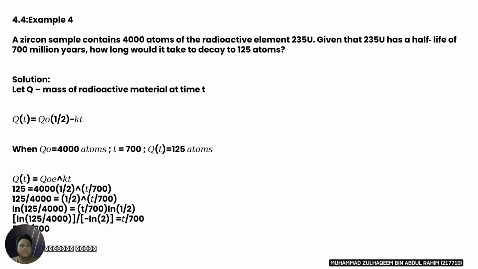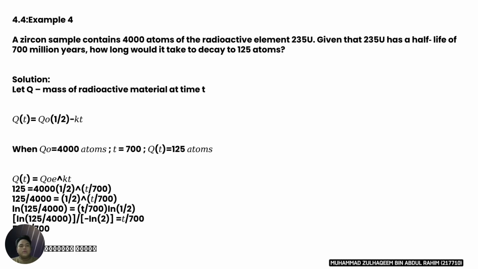Next, the question is: a zircon sample contains 4,000 atoms of the radioactive element uranium-235. Given that uranium-235 has a half-life of 700 million years, how long would it take to decay to 125 atoms? The solution is, let Q equal the mass of radioactive material at time t. So we denote it by the equation Q(t) equals Q naught times 1 over 2 to the power of negative Kt. So when Q naught equals 4,000 atoms, T equals 700, and Q(t) equals 125 atoms.